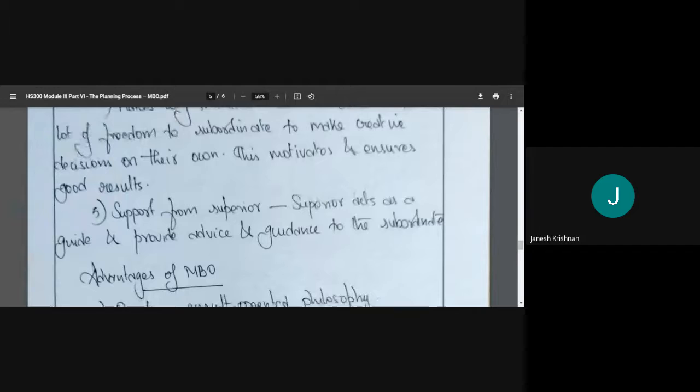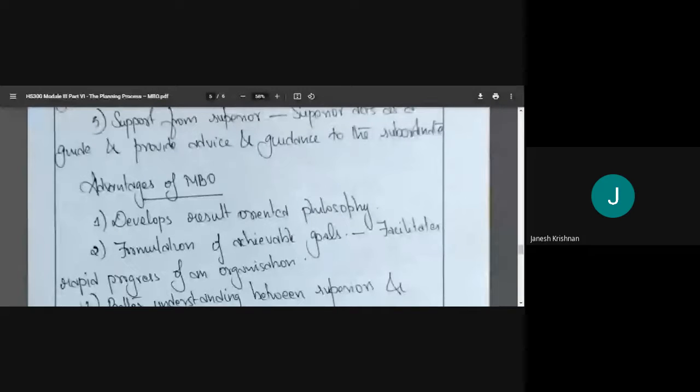Now, the exercise. Develop result-oriented philosophy. Management by objectives, the term itself. Then formulation of achievable goals. Goals are discussed, everyone takes part in the discussion process, so we know what has to be reached. So achievable goals are really realized. It facilitates rapid progress of an organization because everyone will actively participate in the decision process, which will help us to grow our company.